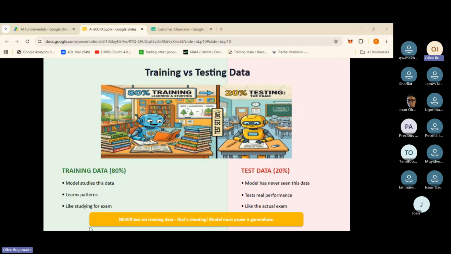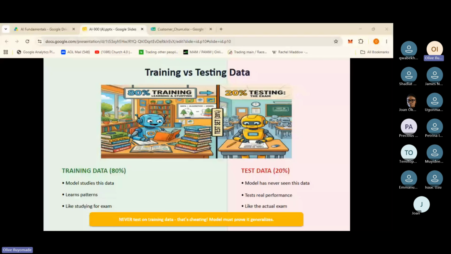Okay, so with your test data, you now test the performance of the model. Did it get things right? So you're training, you're testing. It might not get it right the first time. You do it over and over again till you're satisfied with its outputs. Just like an exam, it can pass, it can fail. So we don't test on training data. That's like cheating. The model has to prove itself that it's able to give us accurate data at the end of the day.